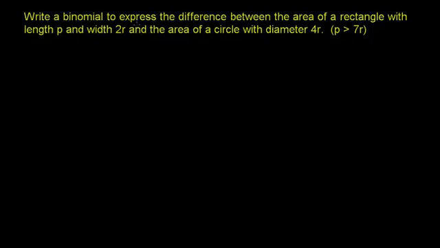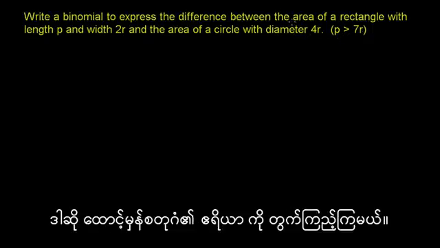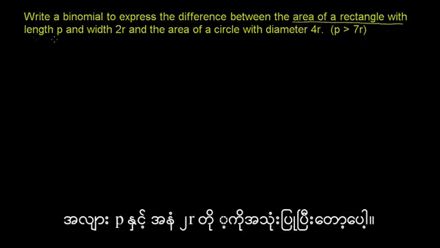Write a binomial to express the difference between the area of a rectangle with length p and width 2r and the area of a circle with diameter 4r. And they tell us that p is greater than 7r. So let's first think about the area of a rectangle with length p and width 2r.